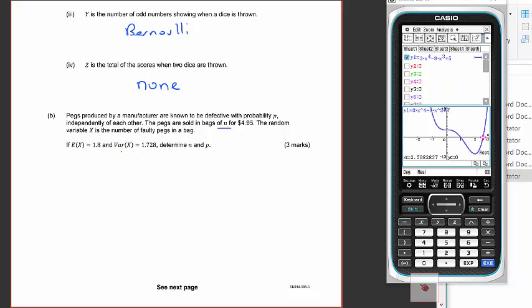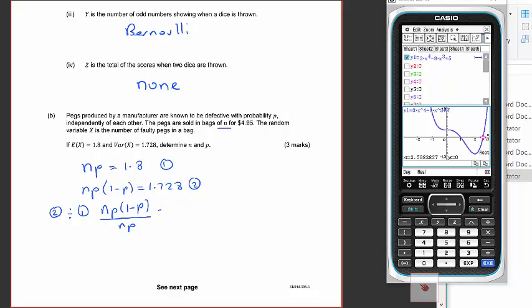So expectation is 1.8, variance is 1.728. Well, we know that the expectation is just np. So that's 1.8. The variance is npq, or np(1 minus p), and that's 1.728. So if we do 2 divided by 1, we get np(1 minus p) divided by np is 1.728 divided by 1.8. The n's and the p's cancel.